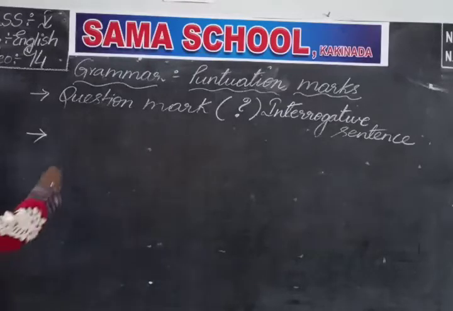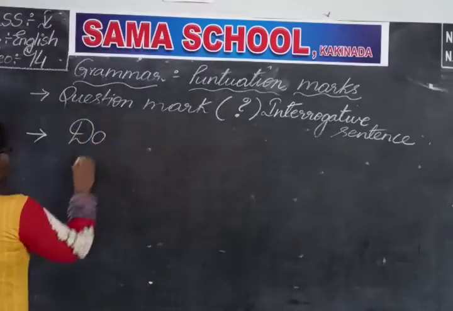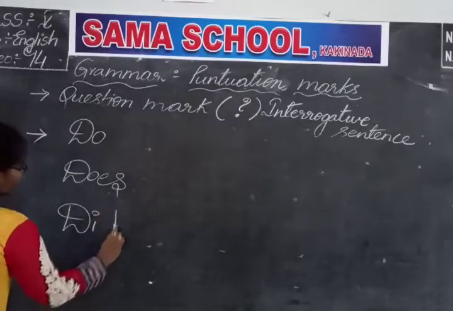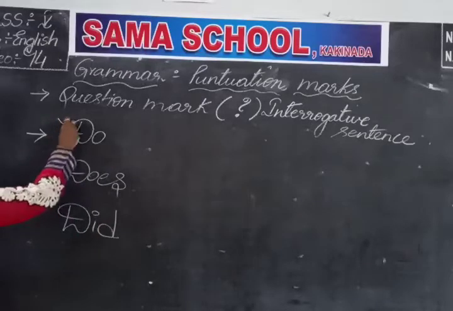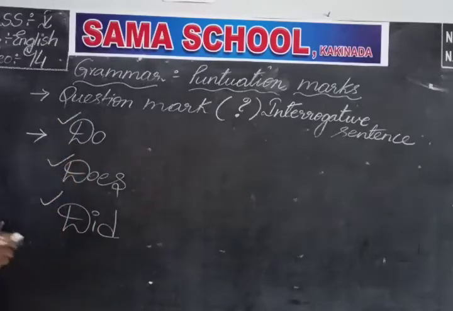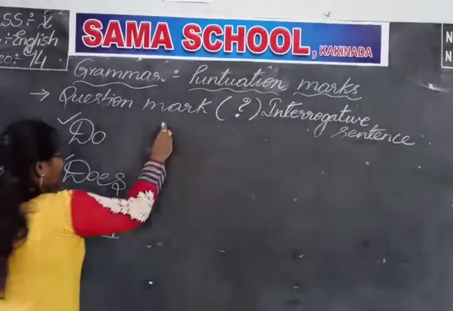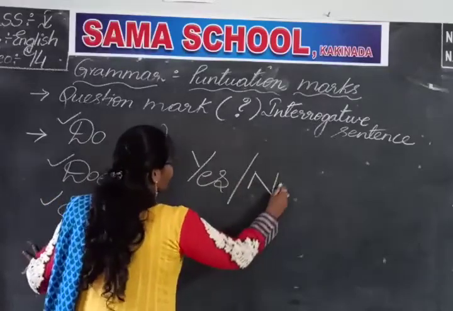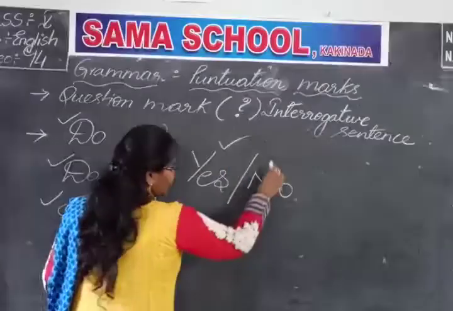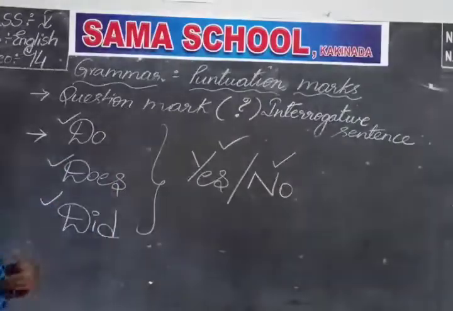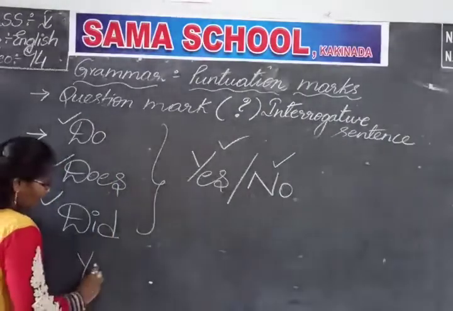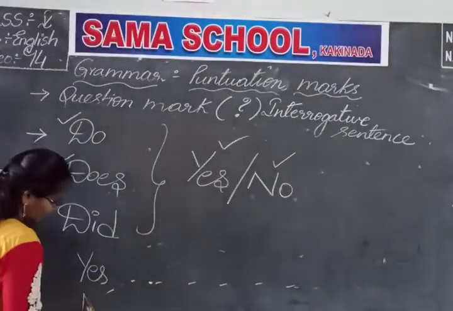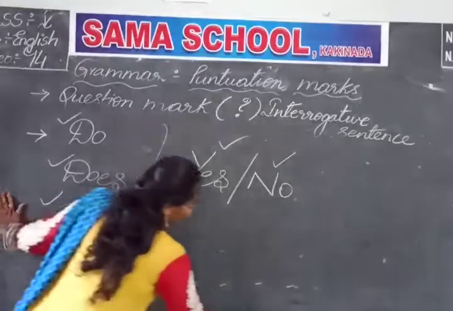Sometimes we will start questions with do, does, did. I told you in the previous video, when we write any question with do, does, did, the answer can be in a simple word, that is, you can answer either with yes or with no. Simply you can say yes or simply you can say no. If you want to write the entire sentence also, you can write yes, place a comma and give the complete information. If you want to say no, you can say no, place a comma and give the complete information.